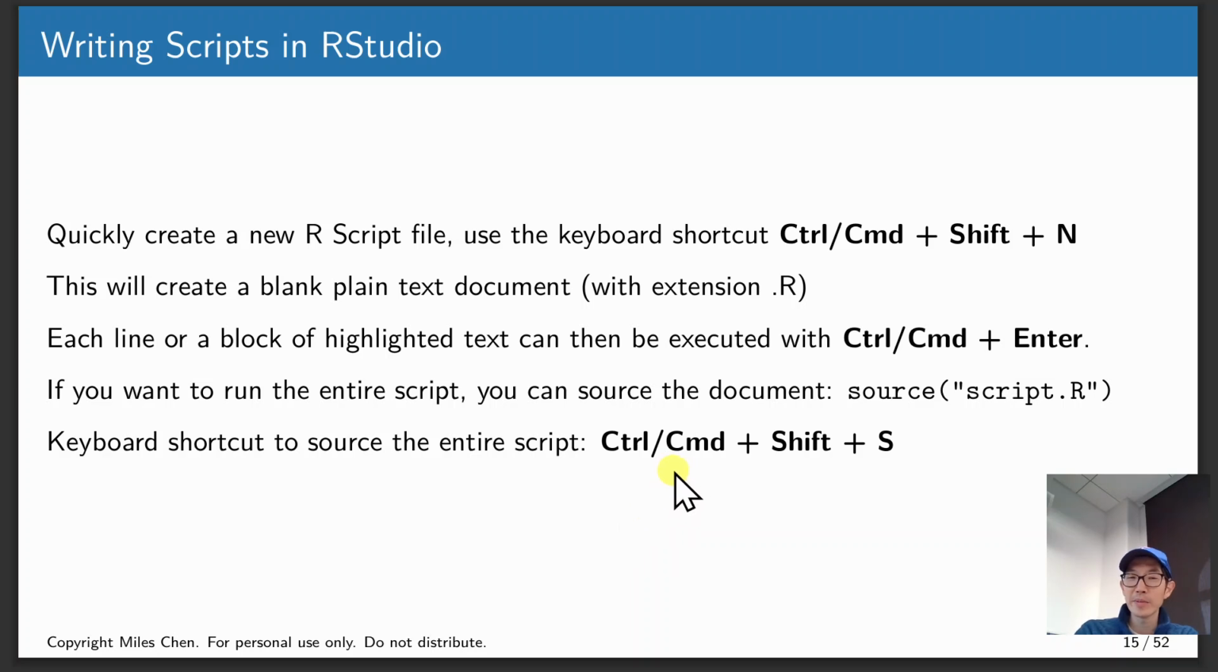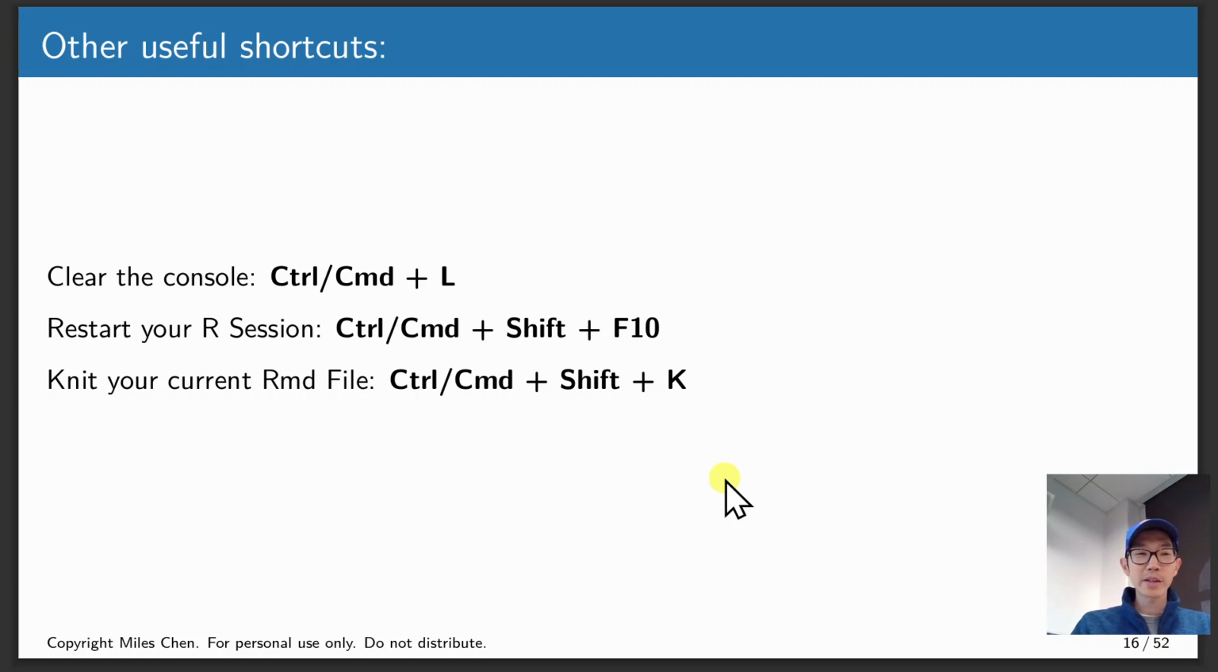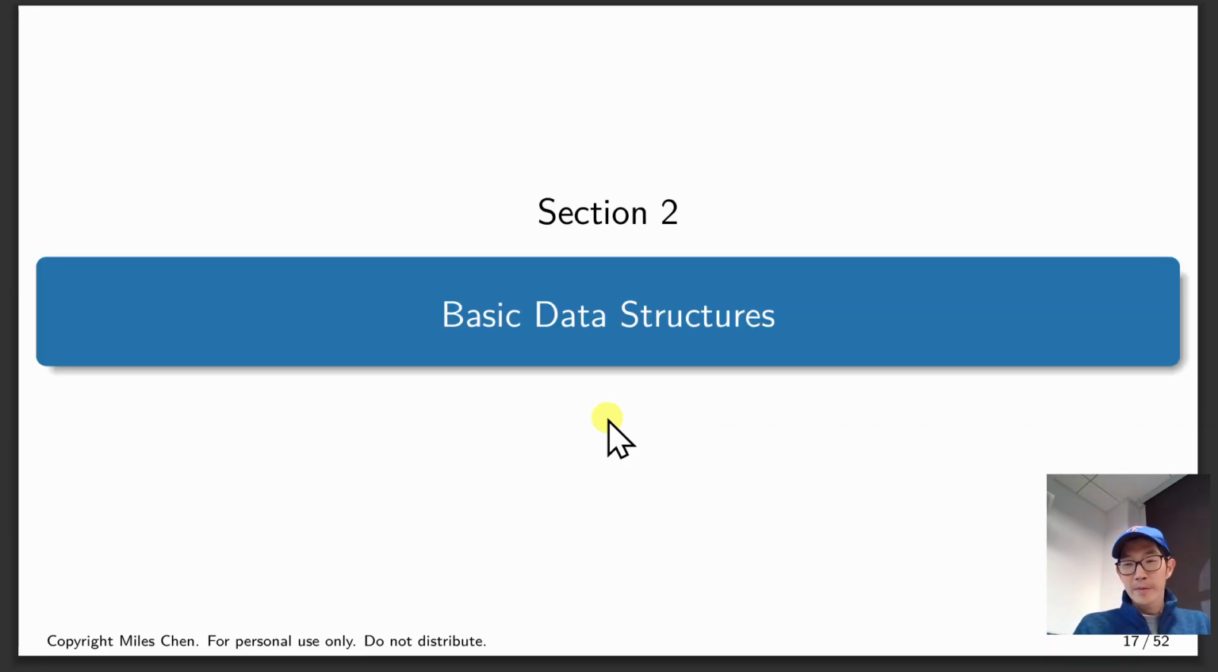And then sourcing scripts, Control-Shift-S and whatnot. This is a handy little shortcut there. And then other useful shortcuts are right here. So knitting is Control or Command-Shift-K.